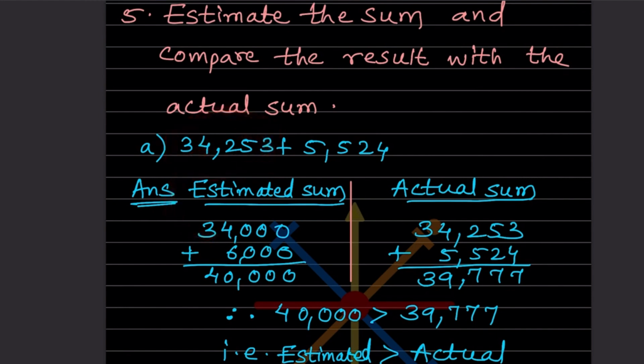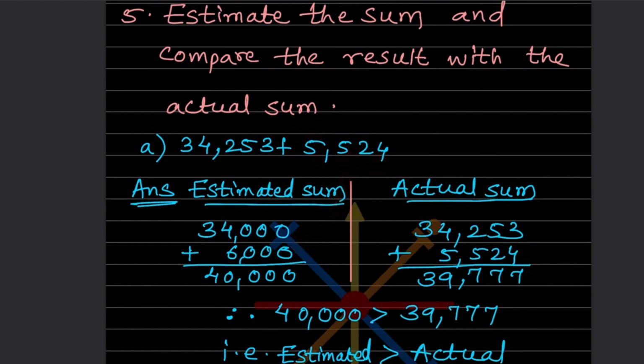Now what about this one? 5,524 means ones, tens, hundreds, and this is thousands. So what is that going to be? This is 5 and more than 5, so the next number becomes plus 1. This is going to be 6, and here will be 0, 0, 0. So this goes up to be 6,000.